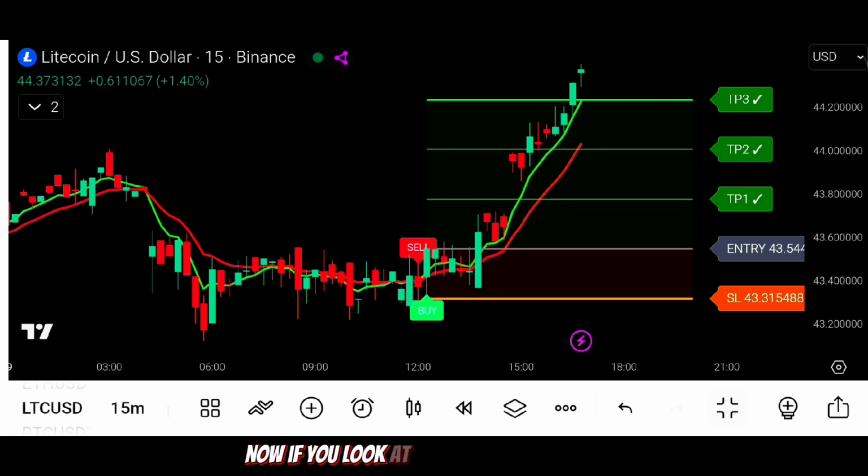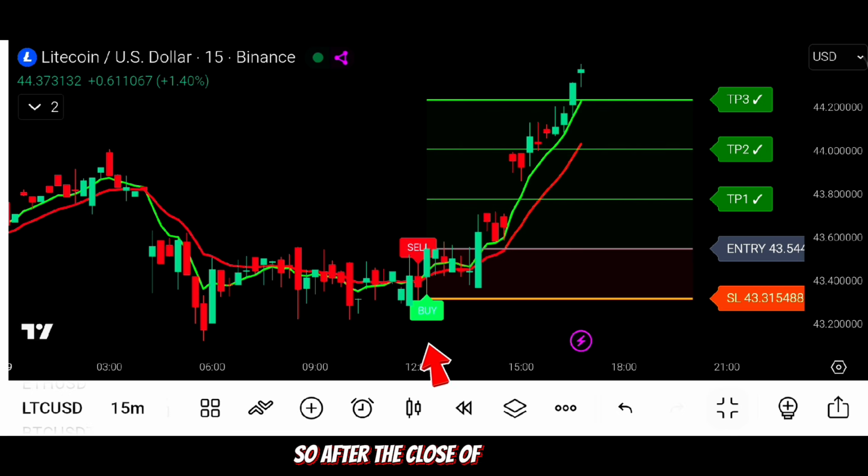Now, if you look at this indicator very well, you will see that the first signal was a sell signal, and the second one was a buy signal. When this sell signal appeared, there was no crossover, and the market did not even intend to crossover. It was only after the buy signal that we got a good crossover, and from there, the market performed miracles.